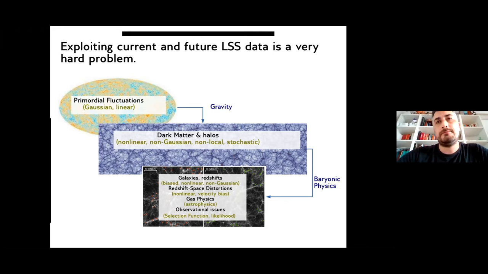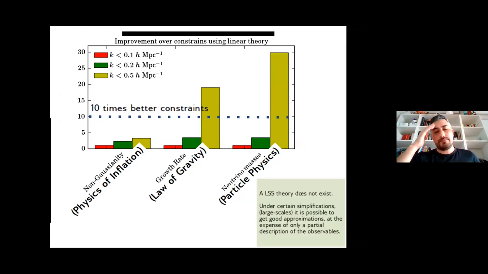So that means that a theory for large scale structure does not exist, right? So we can write a solution, a partial solution that is valid only on large scales under certain assumptions, and that is what is usually done with perturbation theory. But that means that we are losing a lot of information. We are missing a huge opportunity for cosmology, right?